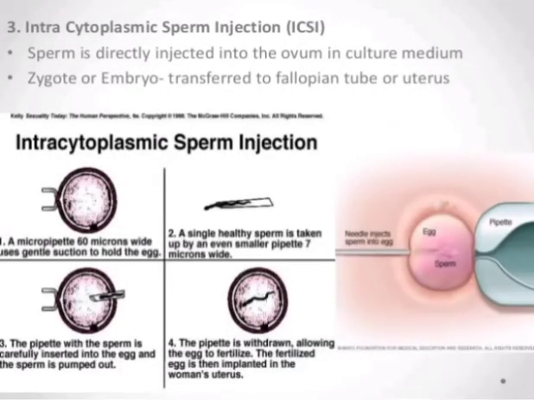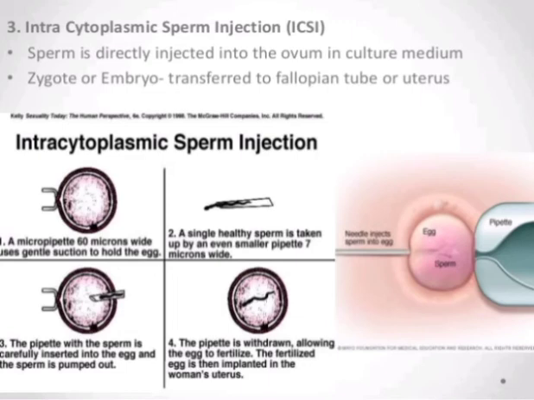Now the next assisted reproductive technology is intracytoplasmic sperm injection. In this technique, sperm is directly injected into the ovum in culture medium, then zygote or embryo formation takes place, and it is transferred to the fallopian tube or uterus. Here we can see the picture of intracytoplasmic sperm injection.